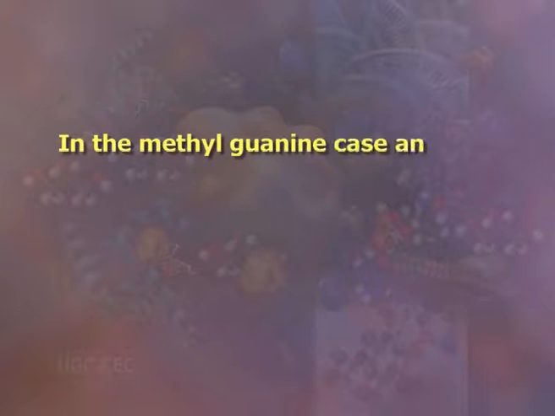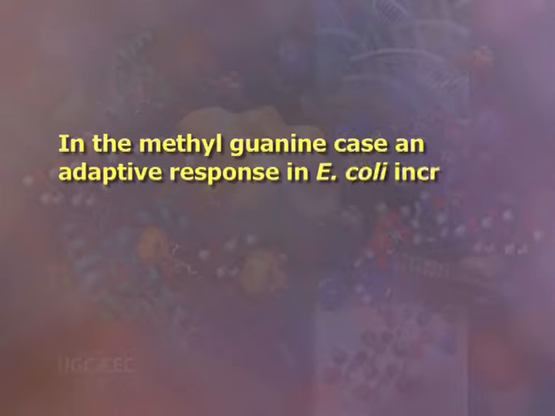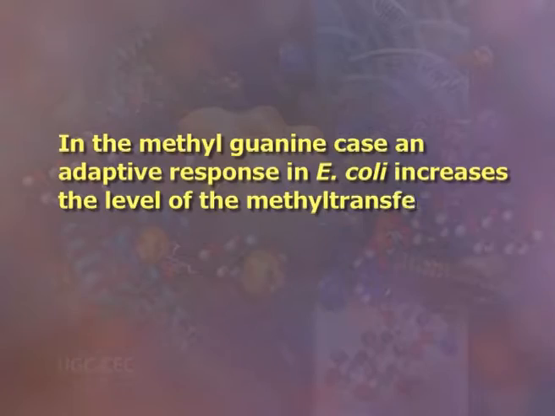Instances of inducible cellular responses to other types of environmental stress, such as heat shock, oxidative DNA damage, or agents that produce O6-methylguanine, also exist. In the methylguanine case, an adaptive response in E. coli increases the level of the methyltransferase enzyme 100-fold when the cells are conditioned by growth in the presence of agents which produce this type of damage.